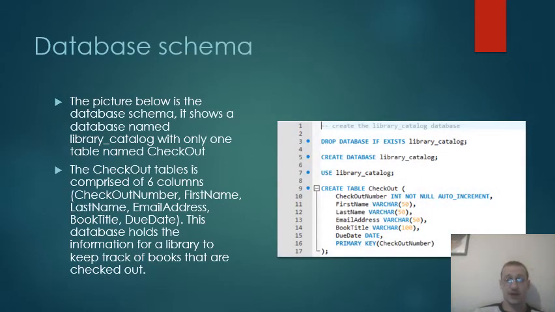So this picture here is a database schema and just shows a database named library catalog with only one table named checkout. The checkout table is comprised of 6 columns, and this database holds the information for a library to keep track of books that are all checked out.